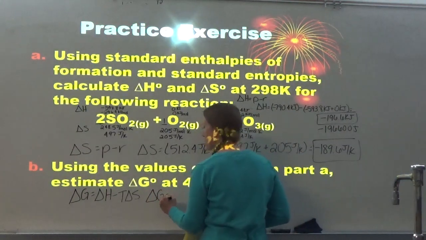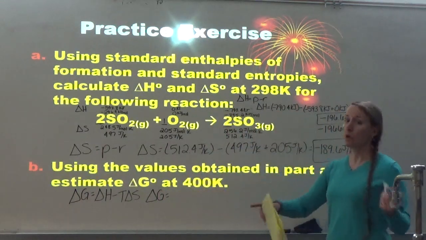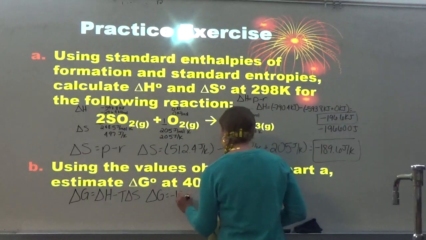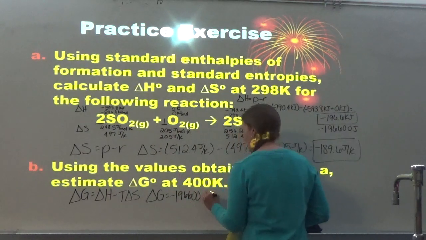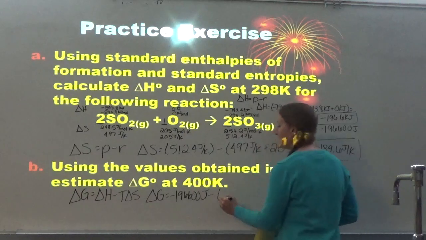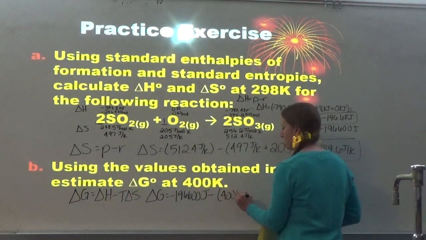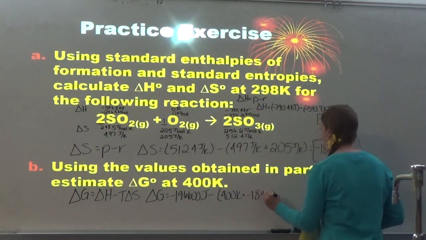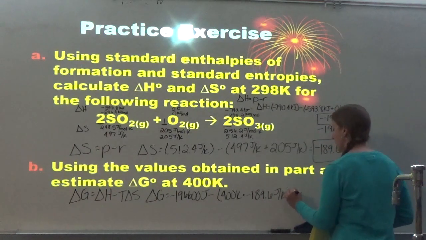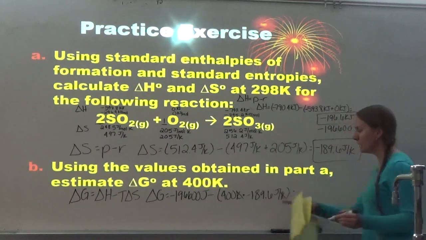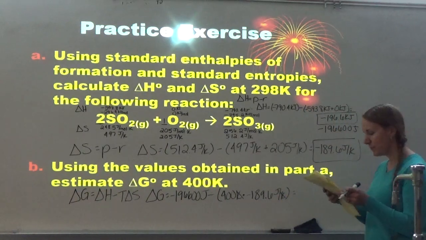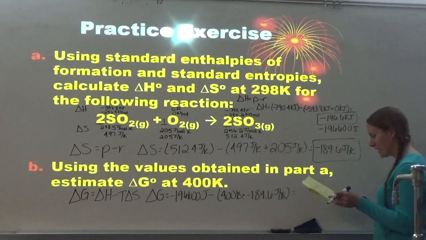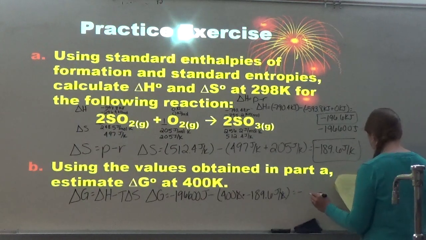It doesn't matter which, unless it specifies that it wants kilojoules or it wants joules, and then you go to that one. So I have my negative 196,600 joules minus my T, which is 400 Kelvin, times my delta S, which is negative 189.6 joules per Kelvin. So my Kelvin cancels, and then I have joules minus joules, which is fine. And so what I ended up getting was, goodness, where's the answer after all that? There it is.